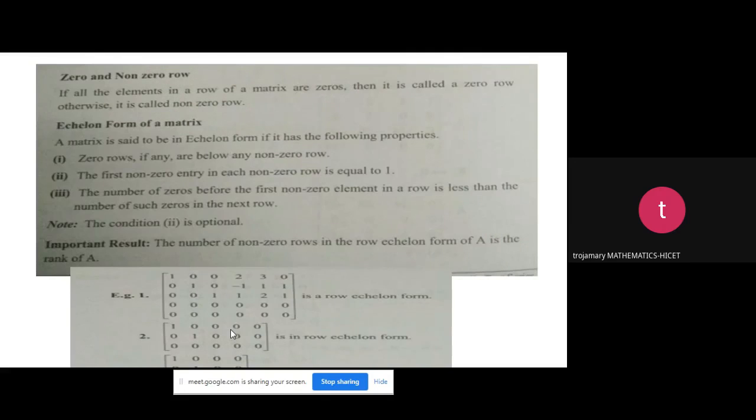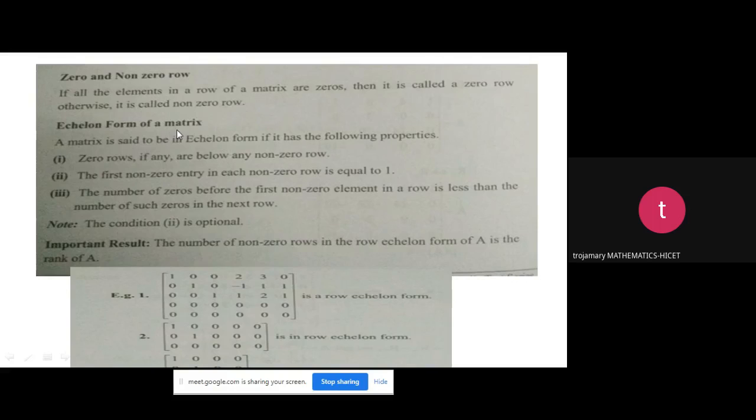Now, zero and non-zero rows. If all the elements in a row of a matrix are zero, then it is called a zero row. Otherwise, it is called a non-zero row. For example, look at the example. Row 4 and row 5 are completely zero. So it is in row echelon form. What do they call this, a zero matrix, right?